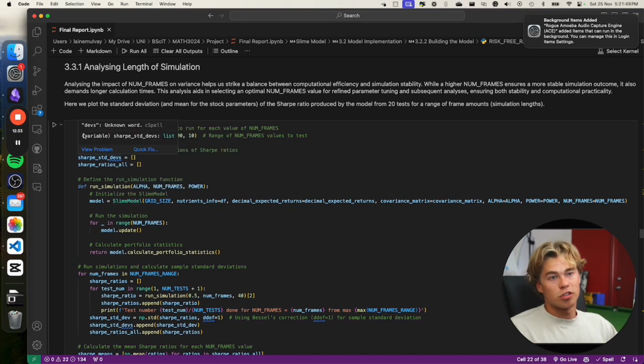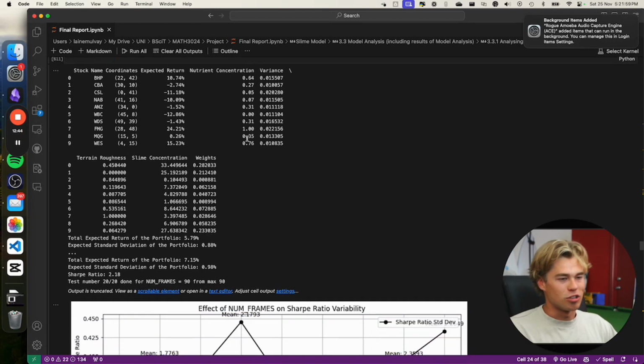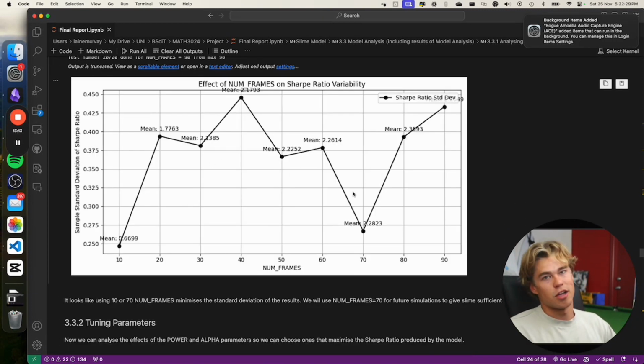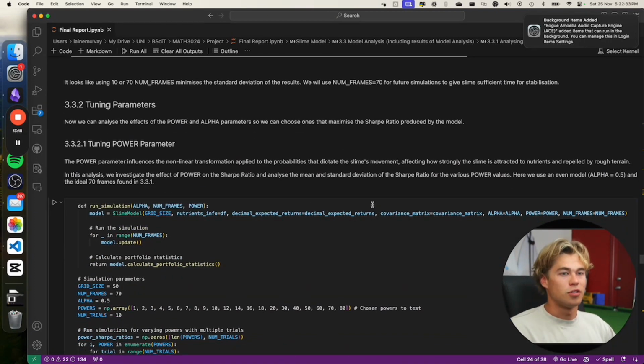So the first parameter I test is the number of frames, that is the length of the model. I wasn't sure how long to run the model and when the model really finishes. This is a kind of weird graph and I explained that in my discussion, but I ended up choosing 70 frames for the length of the simulation.